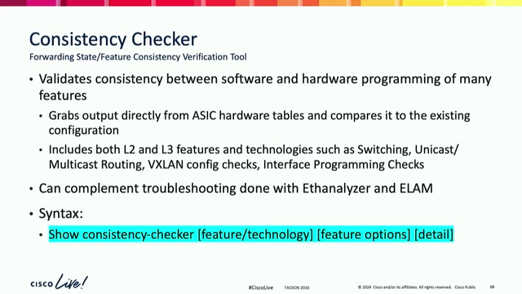This is a great command or series of commands to run in tandem with Ethanalyzer and ELAM, not only because it can be run for a wide variety of features, but it can capture things at a level that even those capture tools have a little bit of difficulty seeing. In this case, the way that we run Show Consistency Checker is with Show Consistency Checker, the feature we want to check for, what exact part of that feature we want to check the consistency with, and whether we want a brief or more detailed output.